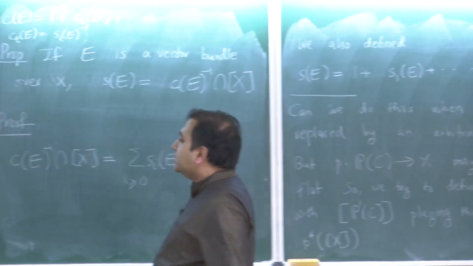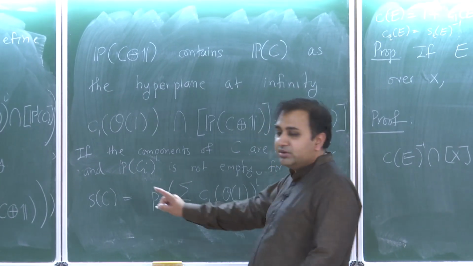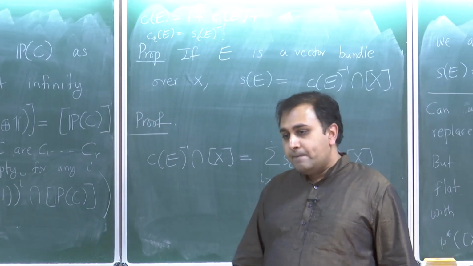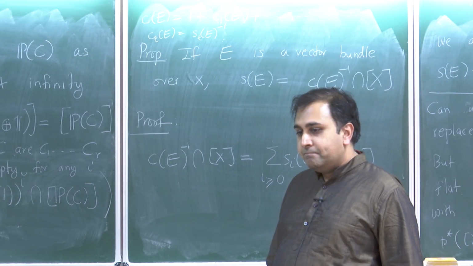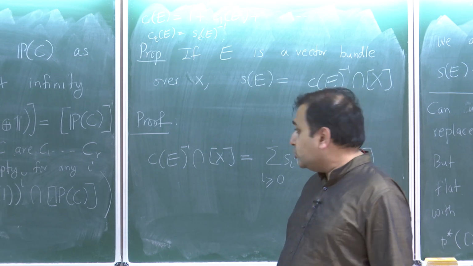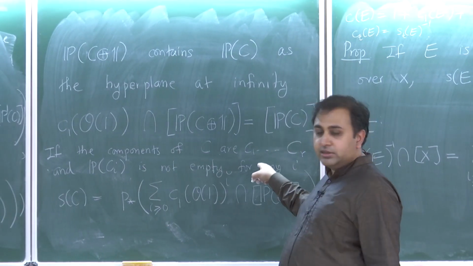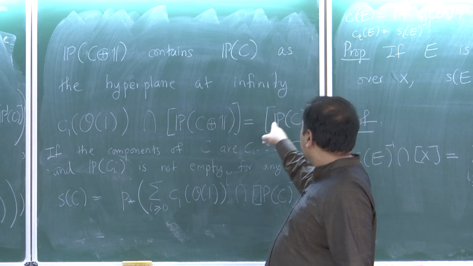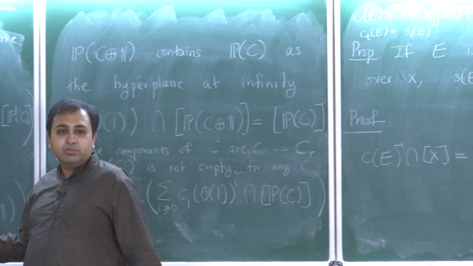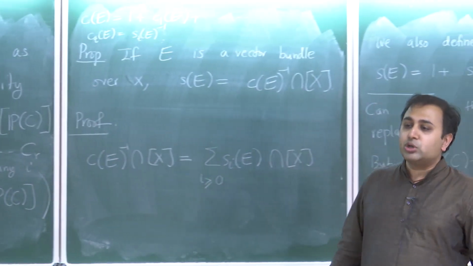I'm glad you brought this up, because this is true only when it holds for all the components. So I'm saying that if none of the PCI is empty, then you could just not use the one. Our definition is with the one, but you can skip that if the projectivizations of all the components are non-empty.